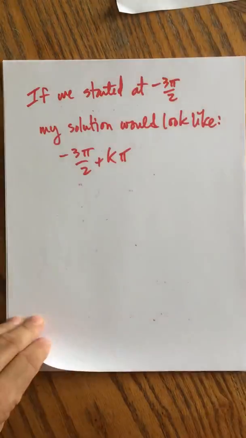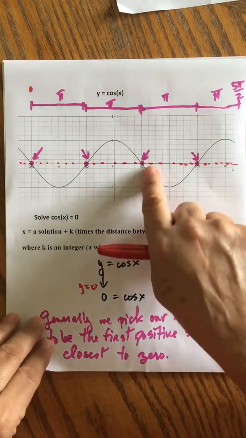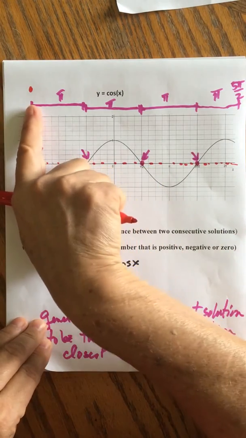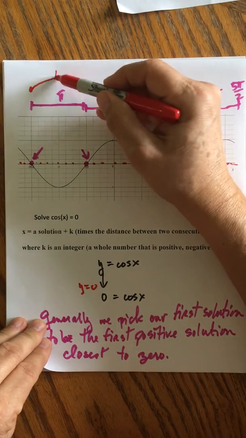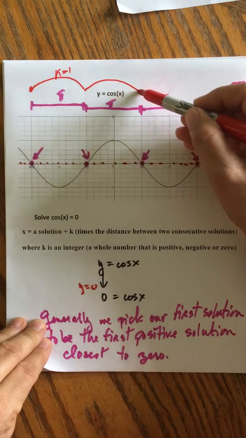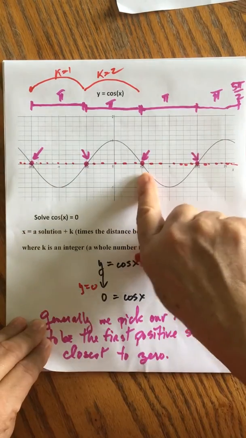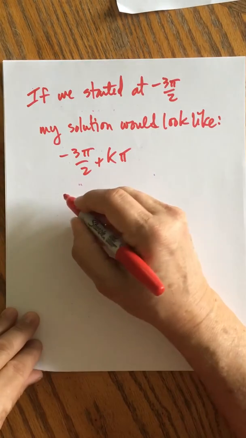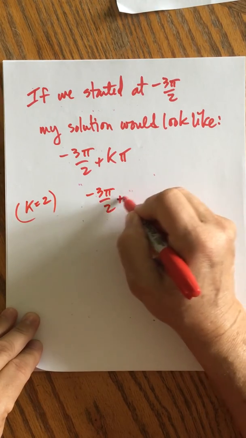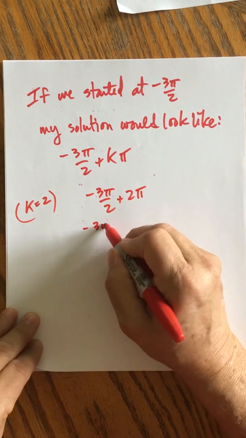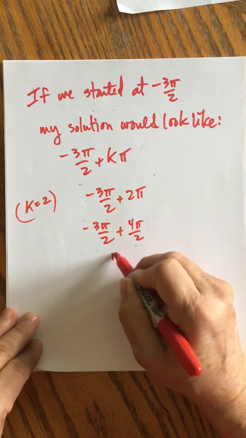So if I want to start here at negative 3 pi over 2, I can see on the graph that if I wanted to say, hey, I want this solution over here, pi over 2, k would have to be what? You can think of it as, how many hops do I have to make? Here's the first hop, k equal 1. Here's the next one, k equal 2. If I put k equal 2, then I'll get this pi over 2. Let's just try it. If I let k equal 2, negative 3 pi over 2 plus 2 pi is negative 3 pi over 2 plus 4 pi over 2, and that's going to be pi over 2.